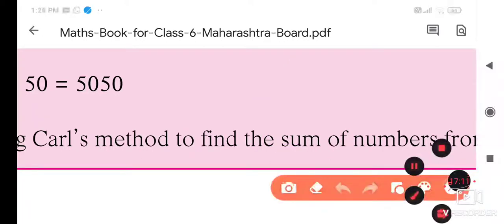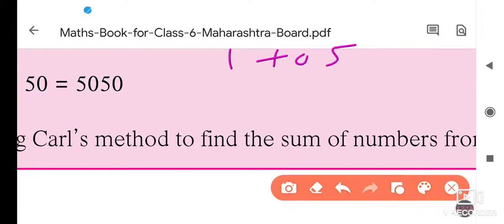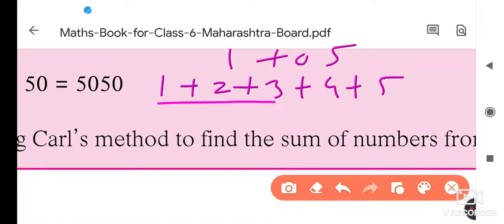For better understanding, I will show you the sum of 1 to 5. 1 to 5 means 1 plus 2 plus 3 plus 4 plus 5. So what is the sum? 3 plus 3 is 6, 6 plus 4 is 10, and 10 plus 5 is equal to 15. It is very easy. According to Carl's formula, we take 5.